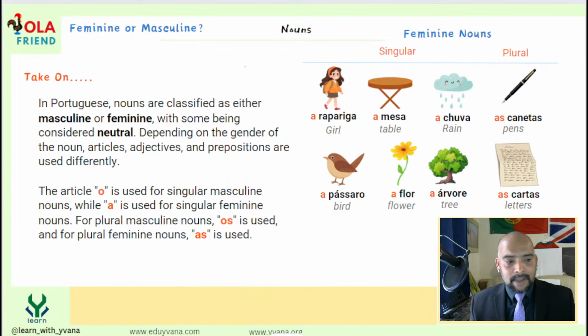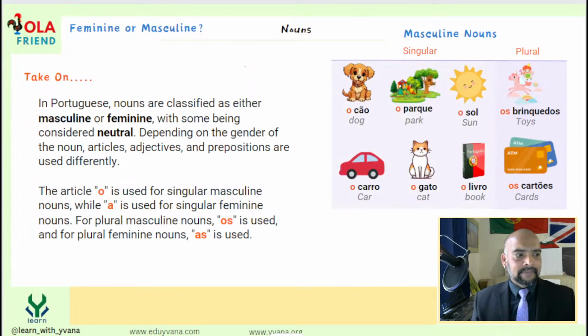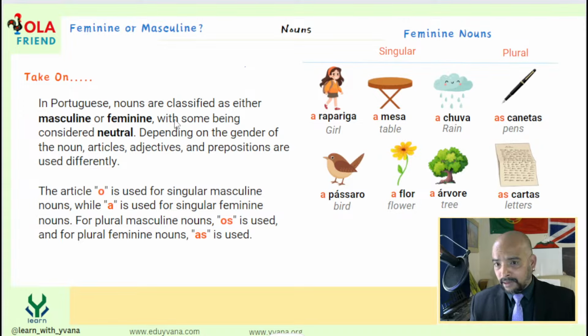So let's go to the conclusion, right? And then we will see some other examples, how they impact. Let's conclude this one. What are the takeaways? What is the thing that we have to consider? We can see here that in Portuguese, nouns are classified as either masculine or feminine. All the nouns, right? Not only the living persons or living creatures or something that we can identify, but all the objects, all the nouns are either feminine or masculine, with some being considered neutral. There are some neutral nouns. For example, Portugal is a neutral noun, right? You are welcome. Depending on the gender of the noun, articles, adjectives, and prepositions are used differently. They change. So that is why to identify the noun is important, right? You must identify the noun, right?